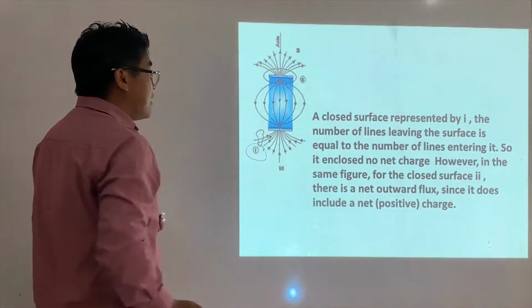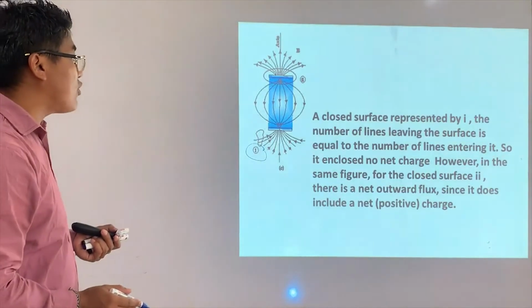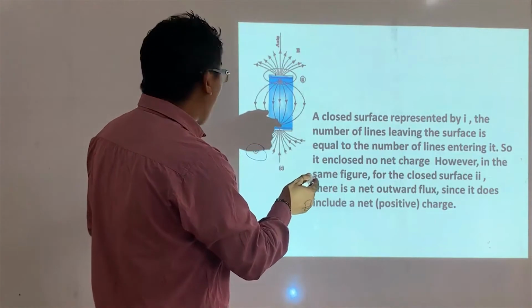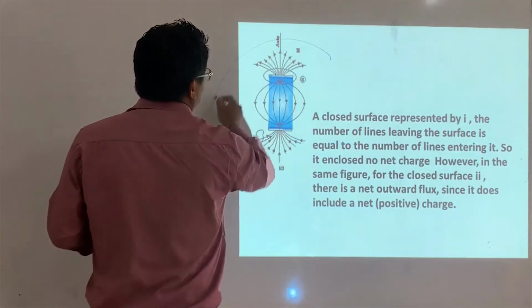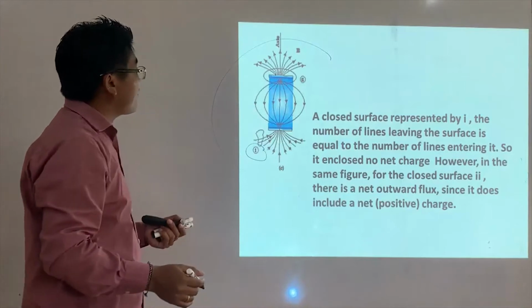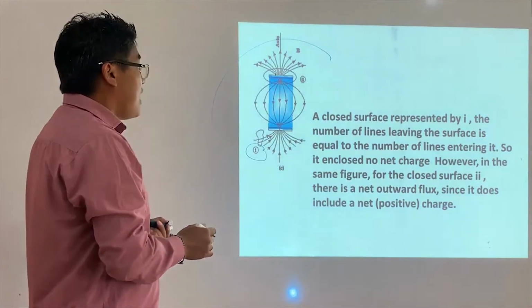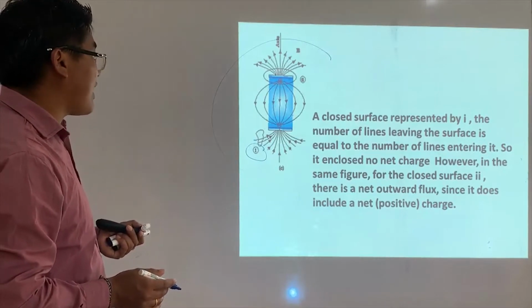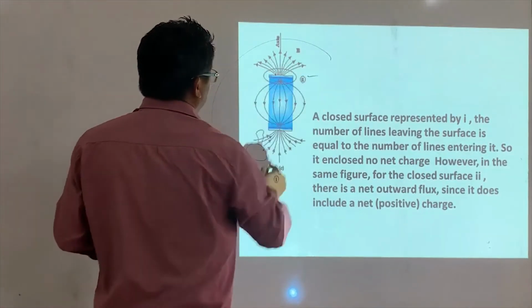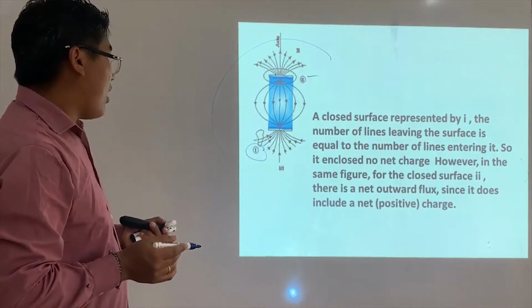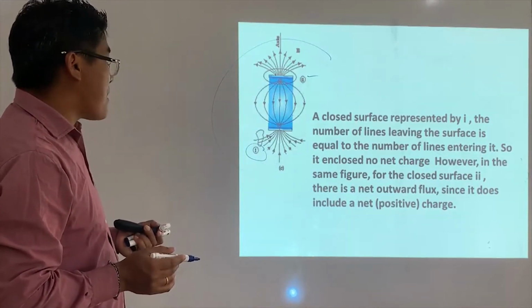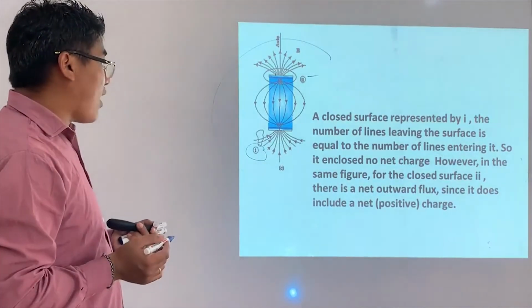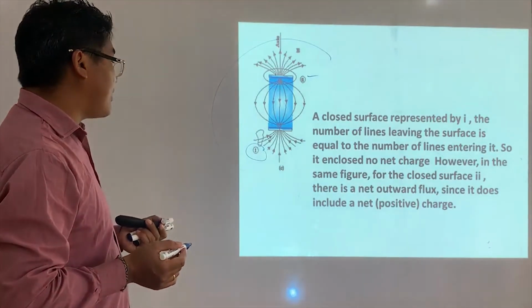Number one: the number of field lines leaving is equal to the number of field lines entering the surface, so it is closed. However, in the same figure, look at surface 2. This is surface 2. When you look at surface 2, there is a net outward flux since it does not include the net positive charge.